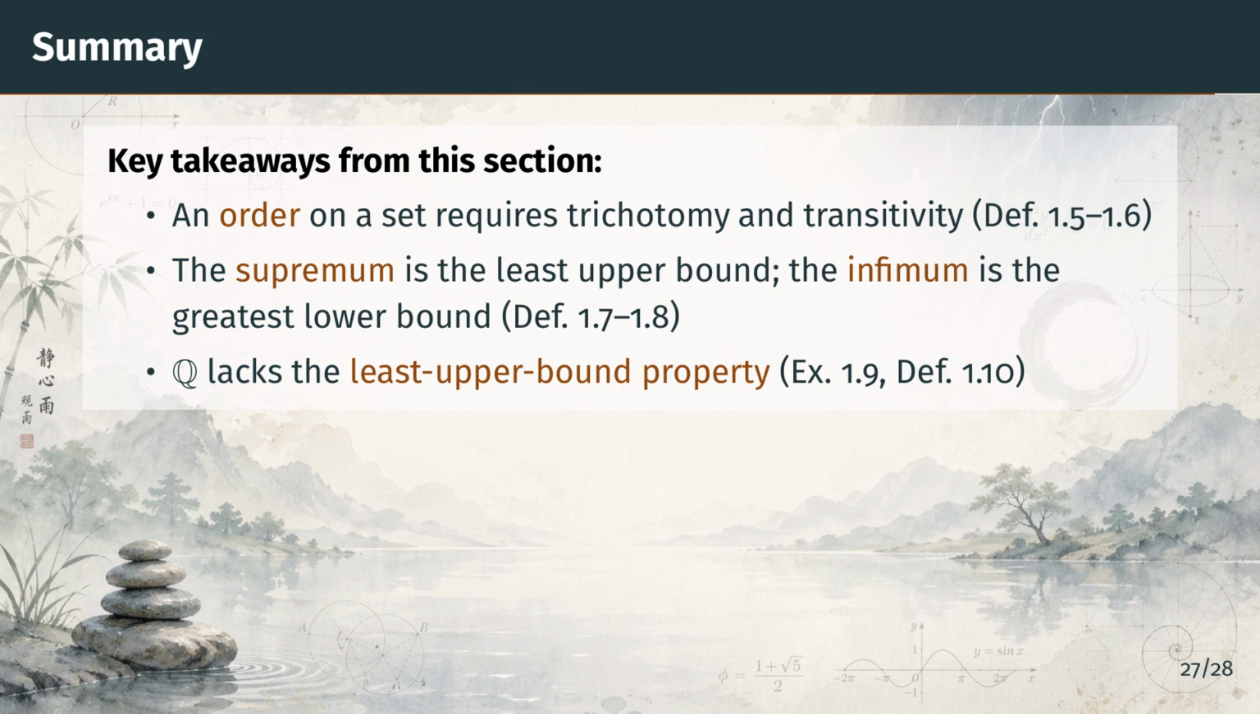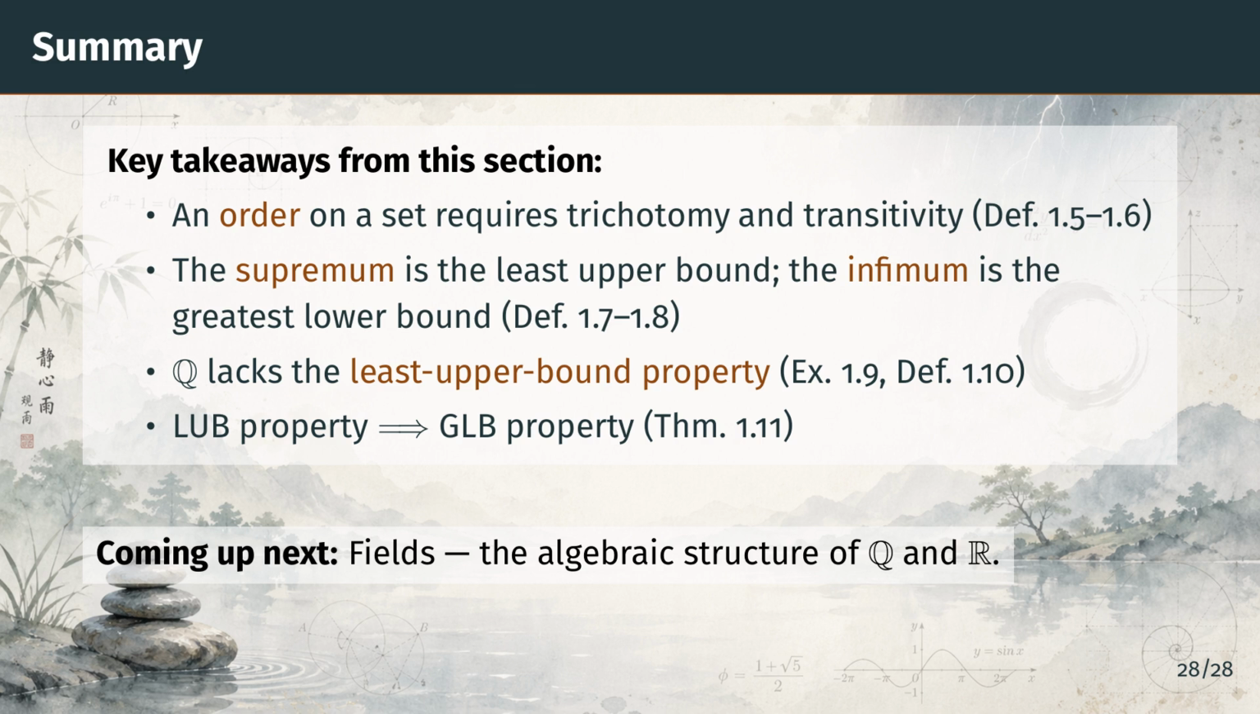Third, we saw concretely that the rationals do not have the least upper bound property. The set of rationals whose square is less than 2 is bounded above, but has no supremum in the rationals. And finally, Theorem 1.11 showed that the least upper bound property automatically implies the greatest lower bound property. So once we construct the real numbers with the least upper bound property, we get infima for free as well.